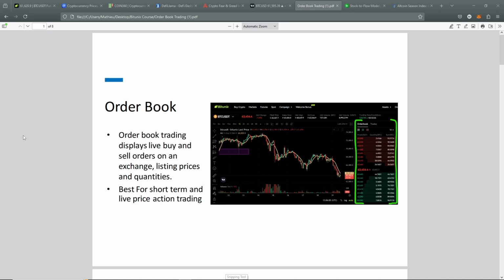Hello everyone. Today's video is going to be about the order book in crypto trading. Now, what's special about the order book is it actually displays the live buy and sell orders on an exchange. It also lists the prices that these orders are at and the quantities. And it's typically really best suited for short-term trading and live price action trading.